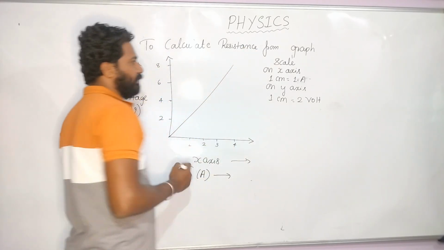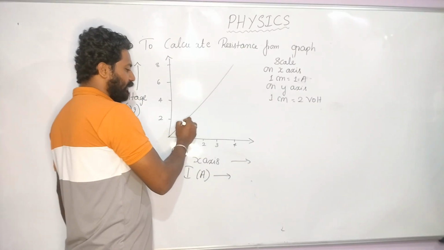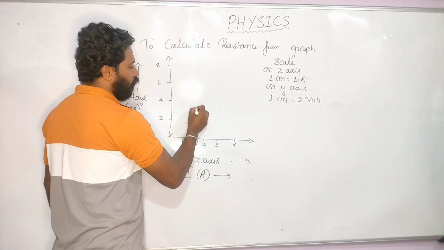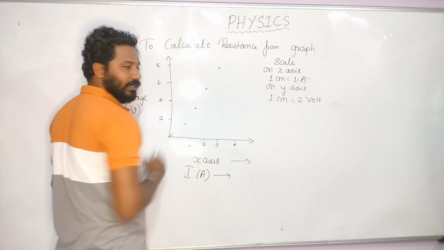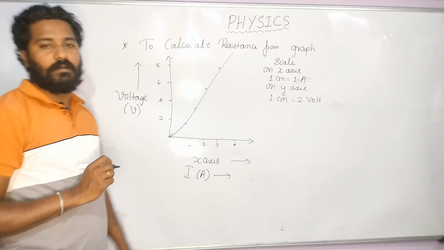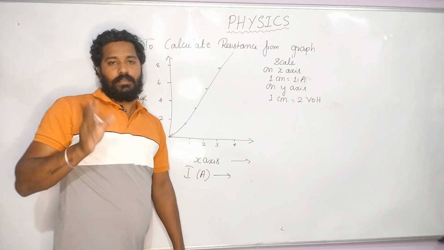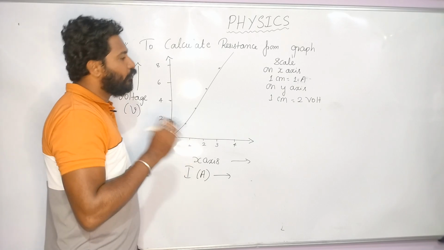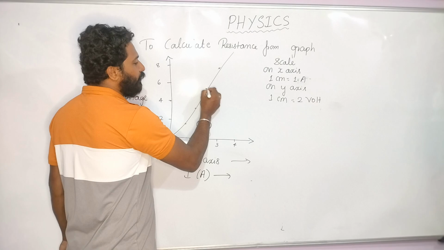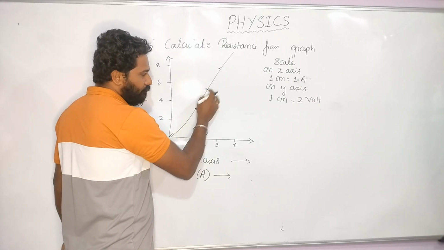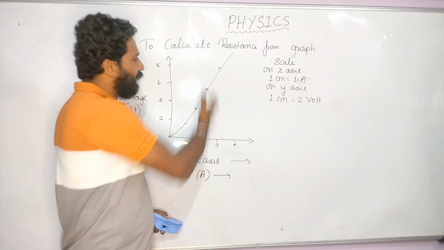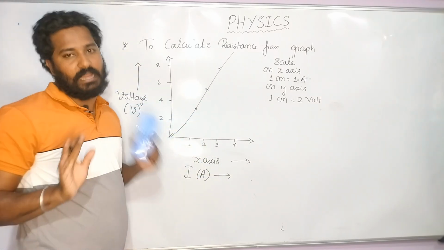Now, for example, I got a graph like this. How do I get it? First I will get the points like this: 1 point like this, 1 point like this, 1 point like this, 1 point like this. Now I will take a scale and join all these points. Minimum three points must coincide. Now, how to find the resistance from the graph? To find the resistance, you have to take any 2 points from the graph, anywhere, as you wish, and draw a right angle triangle, that's all.